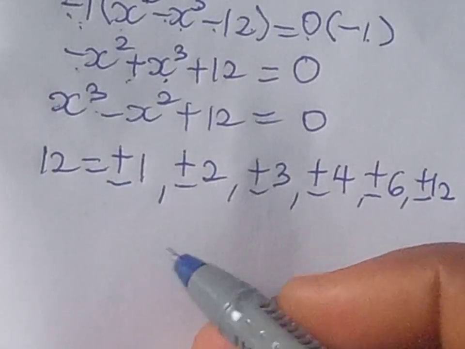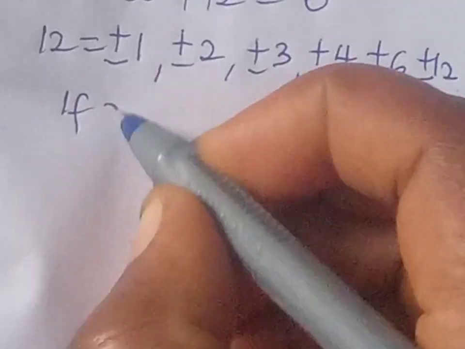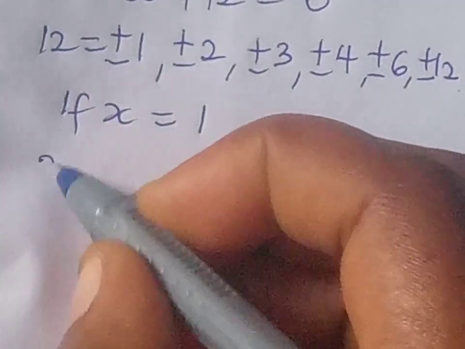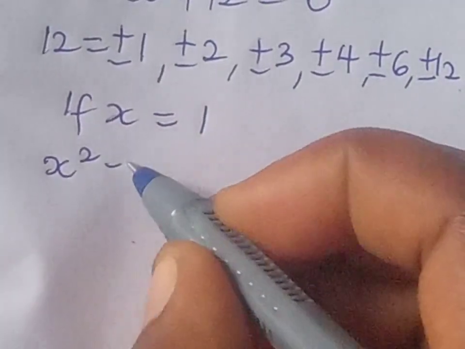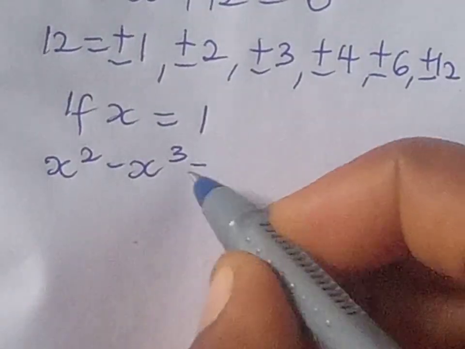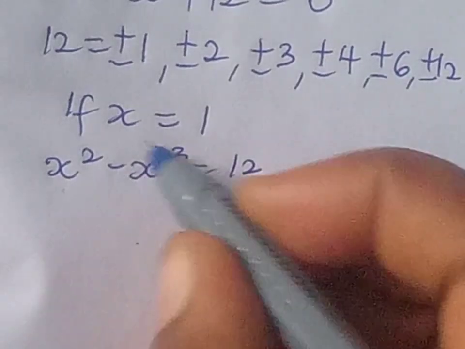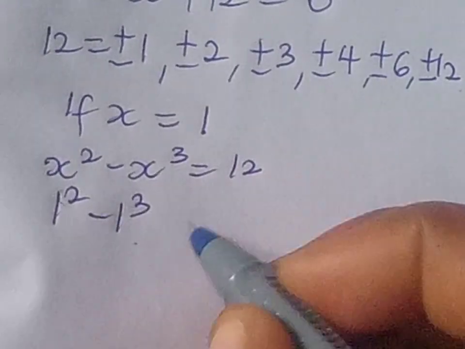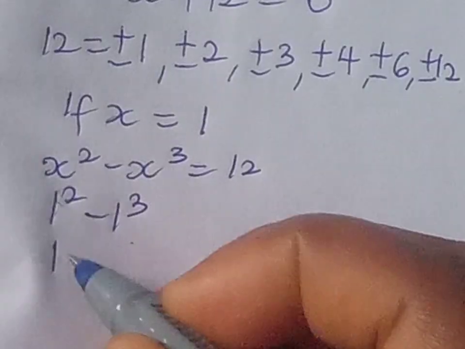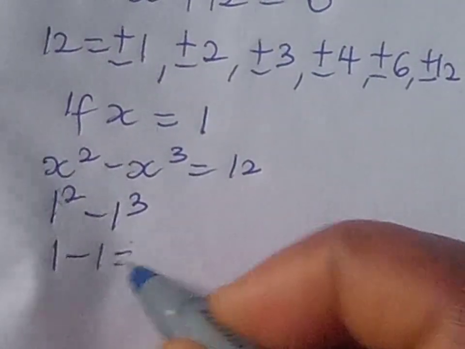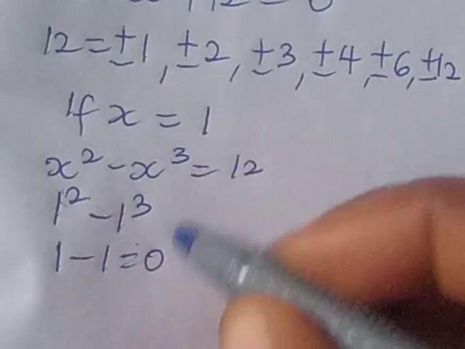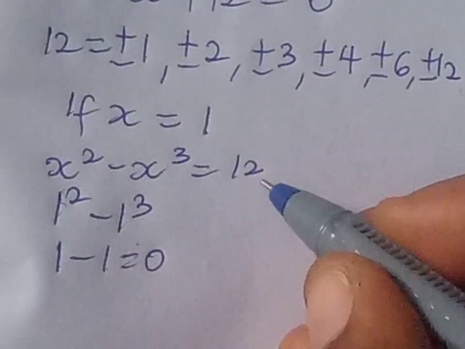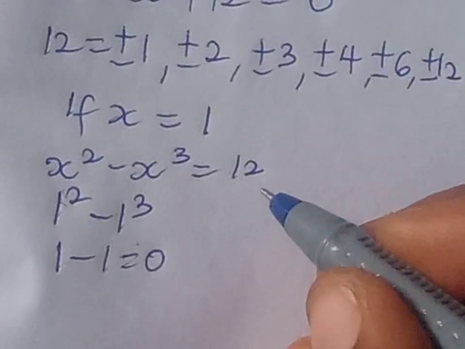The first one is, let's try if x equals 1. Our equation again says x squared minus x cubed equals 12, where x equals 1. So we have 1 squared minus 1 cubed, which will give us what? 1 minus 1. 1 minus 1 is 0. So x equals 1 doesn't work for this equation because our result on the left side is not equal to the 12 that we have on the right side.